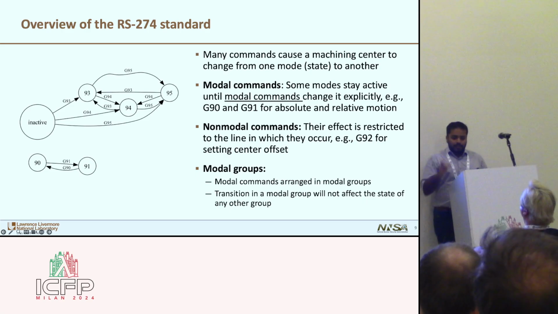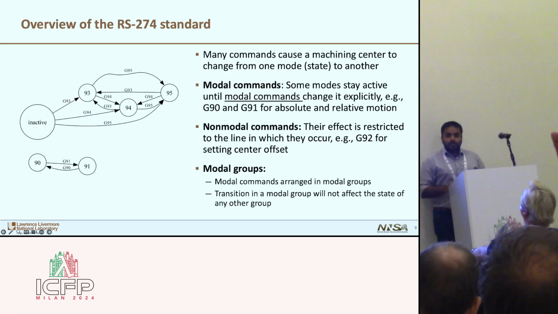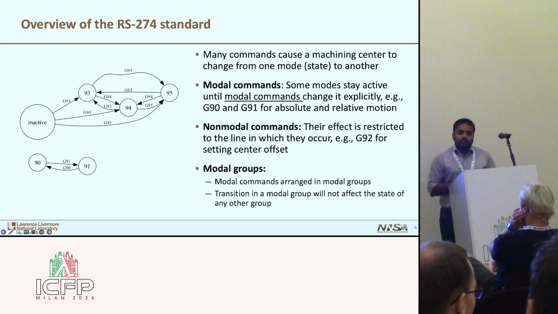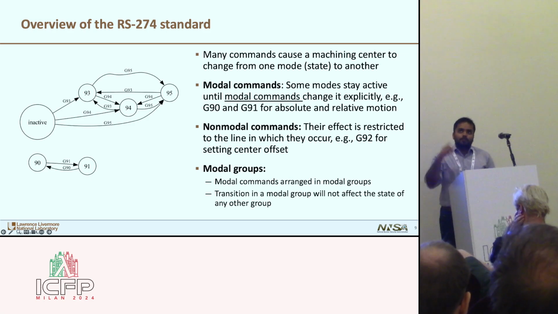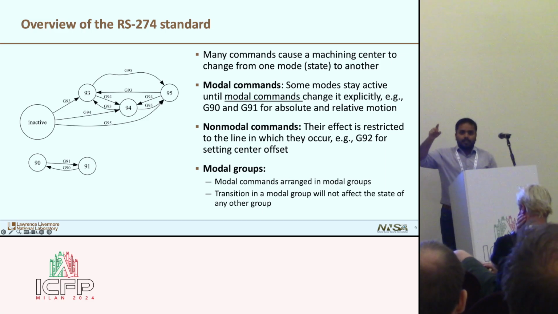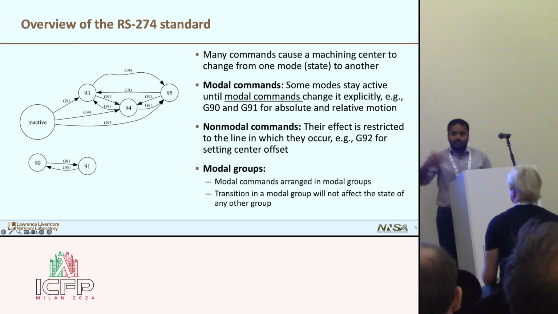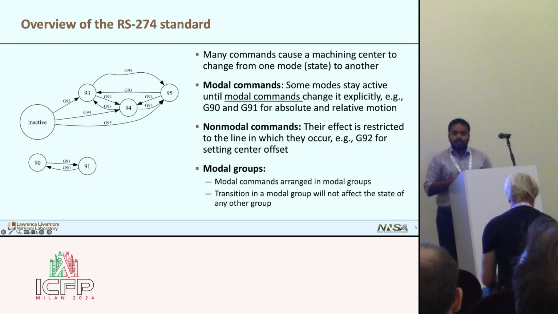Now the modal commands are further arranged in modal groups. These G codes only specify the location and don't specify the speed at which to move to the location. The speed is specified by another code word called F, which stands for the feed rate. It says at what speed the printer head should move when the material is extruded. So you have other G commands and F commands associated with the speed.